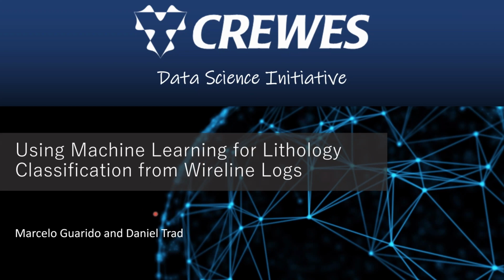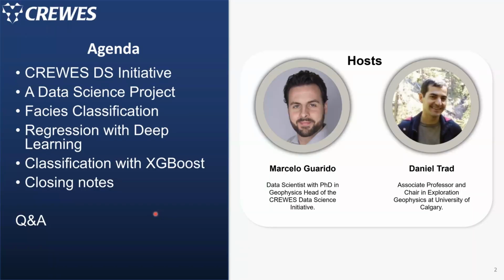Just as an agenda for today, I'm going to give a small explanation of what the Cruz Data Science Initiative is. Then we are going to give an idea of what a data science project is. A data science project is not only the machine learning part. For this talk today, we're going to present all the steps of a data science project, from loading the data, doing some cleaning, data analysis, feature engineering, and modeling by the end.